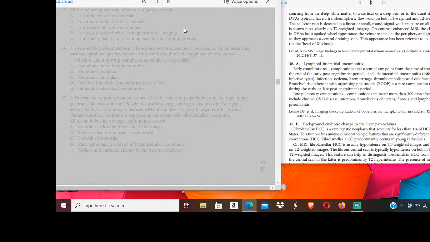35. All the following are true of venous angioma, except: A. It can be considered normal. B. It contains small arterial channels. C. It is associated with cavernomas. D. It shows a spoke wheel configuration on imaging. E. It normally has a large draining vein, but no feeding arteries. 36.